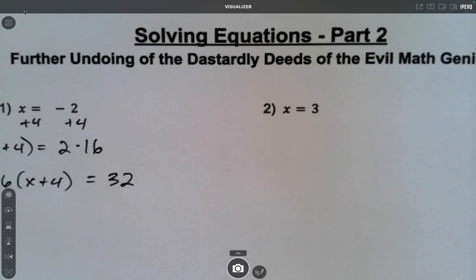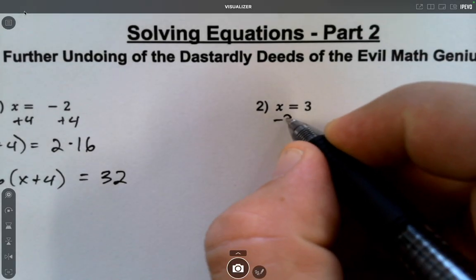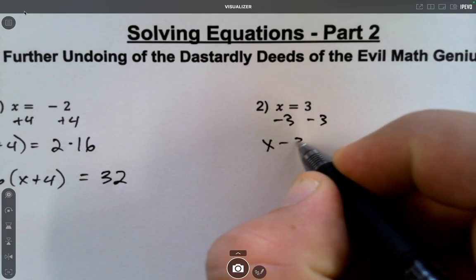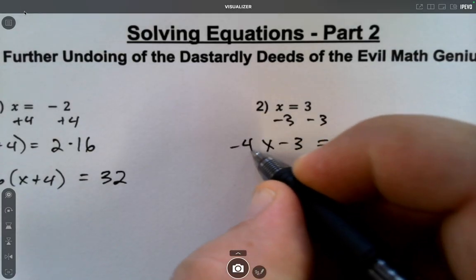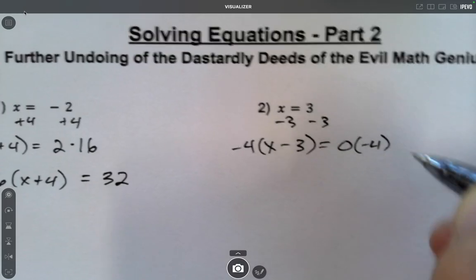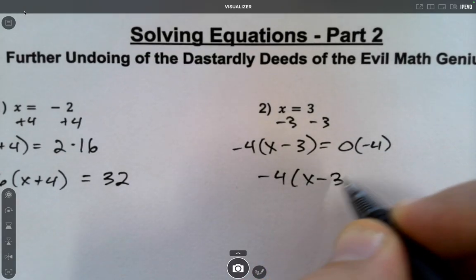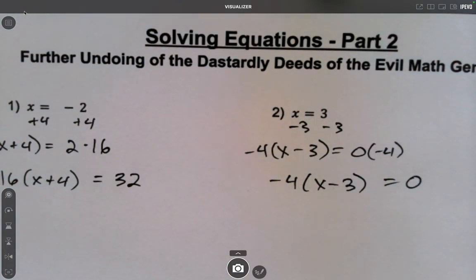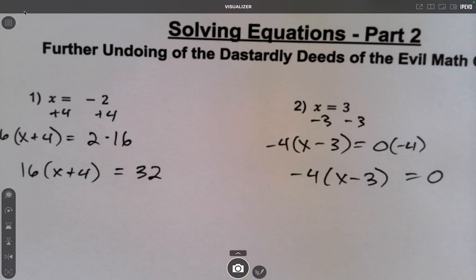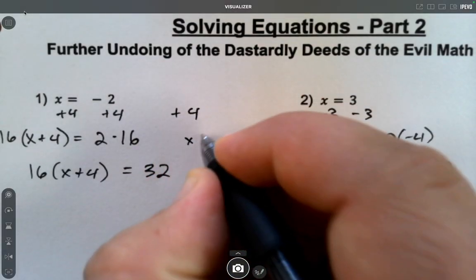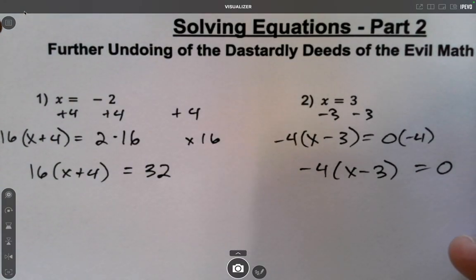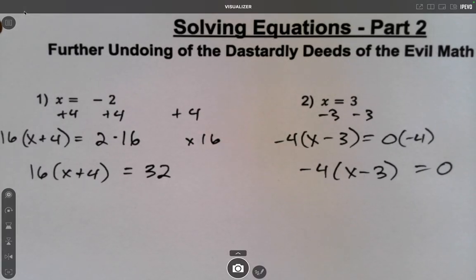Number 2. Very similar idea, but this time I'll subtract 3 from both sides, because I know for some reason when it's equal to 0, that throws them off. So now I will multiply both sides by negative 4. Of course, 0 times negative 4 is 0. So we have 2 questions that could imply the distributive property. On this one I added 4, then multiplied by 16. This one I subtracted 3 and multiplied by negative 4. So let's see how they do with these.